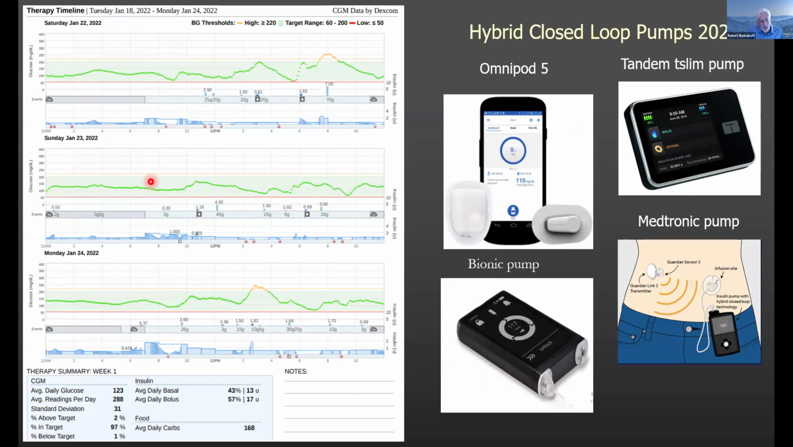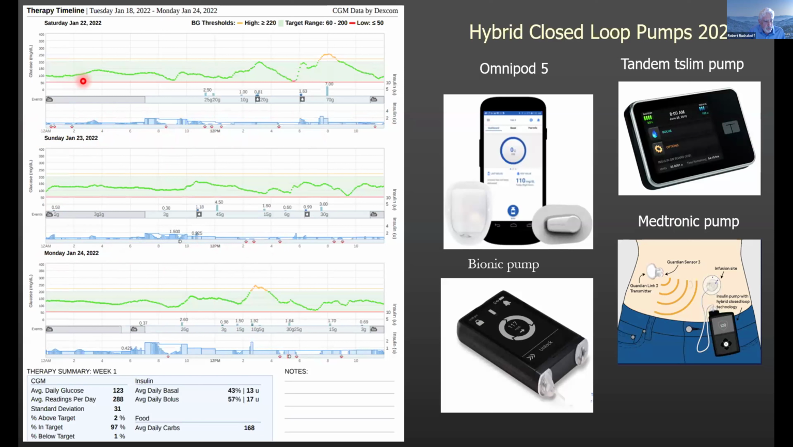There's a bionic pump I'll mention, and then the Medtronic one. This is just a printout of what the glucoses and the insulin doses look like on this Tandem pump. On this particular pump, the basal rate is pre-programmed in. And then the thing I wanted to show you is on this line here, because here you can see the basal insulin all during the day.